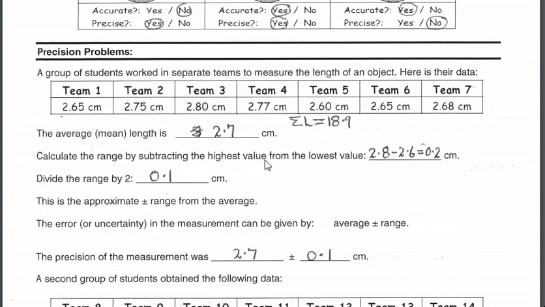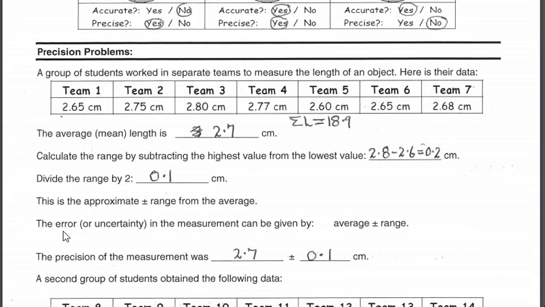Calculate the range by subtracting the lowest value from the highest value. So the highest value being 2.8 centimeters, the lowest being 2.6. So it gives 0.2. Strictly speaking, we should put another 0 on here to represent the same number of significant figures as given in the question, representing 1/100 of a centimeter or 1/10 of a millimeter. Divide the range by 2, get 0.1. This is the approximate range from the average.